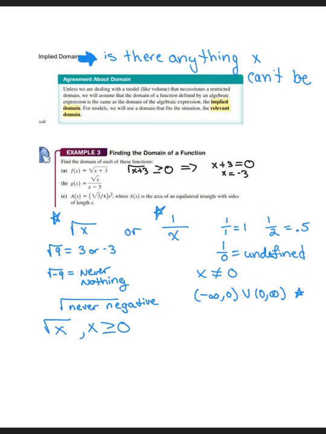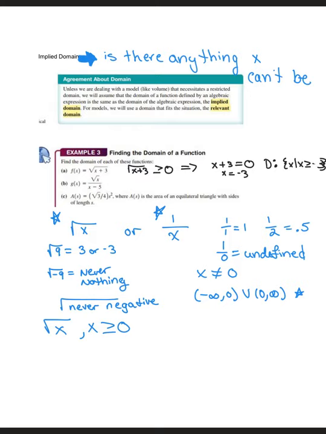Okay, so to write my domain, if I was doing set builder notation, I would say domain is x such that x is greater than or equal to negative 3. And that's where that inequality comes back in.